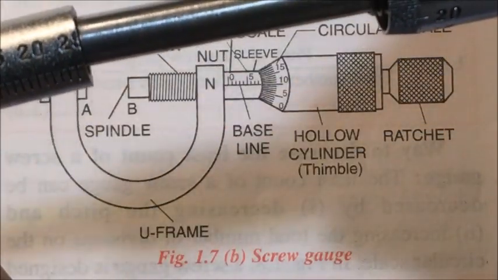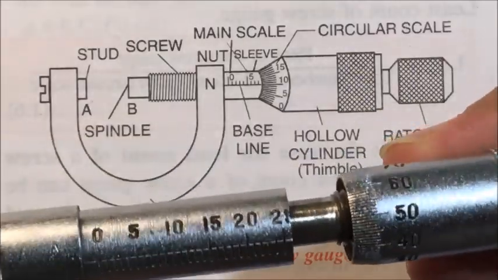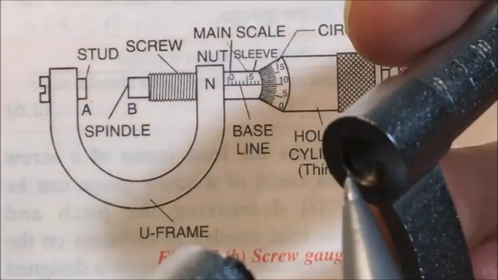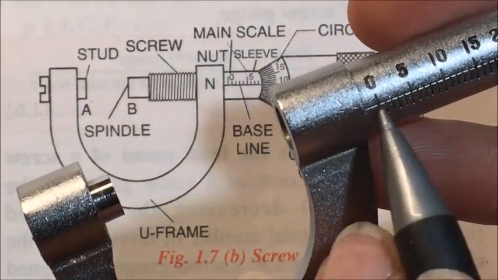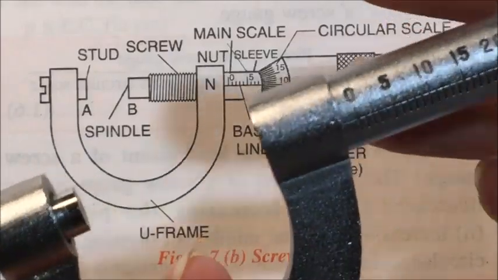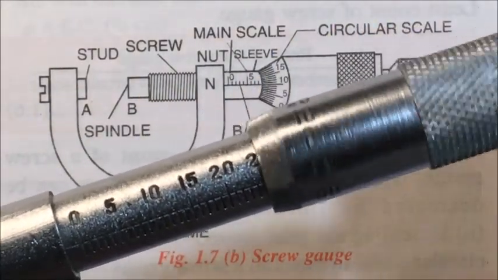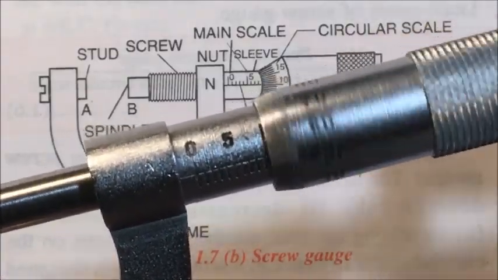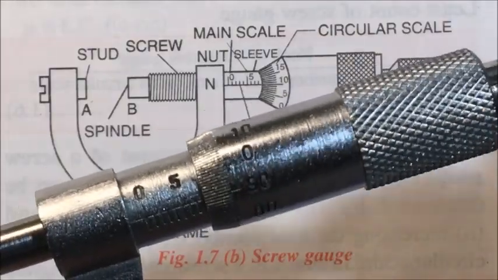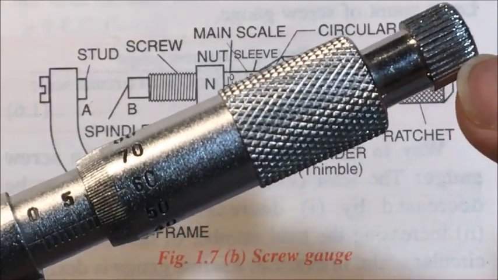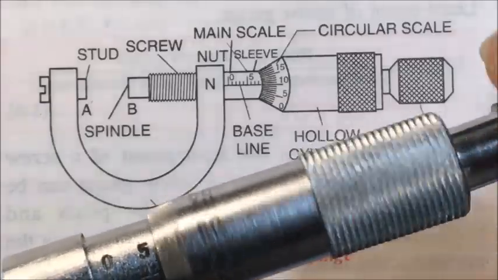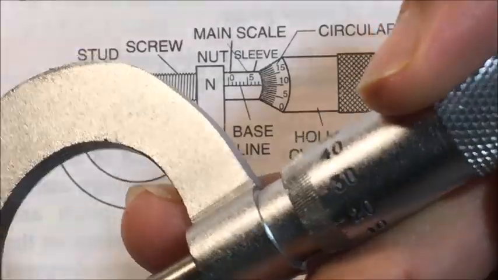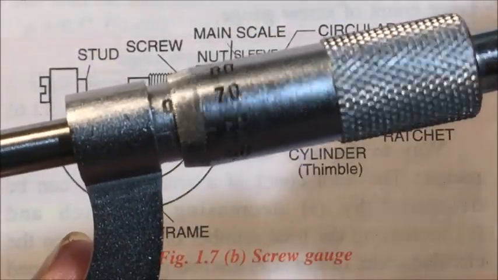Now you can see the axis of the screw is parallel to the baseline. This baseline runs parallel to the axis of the screw, and when we are rotating the screw inside, as I am rotating the screw, this is the circular scale, we rotate the screw using this arrangement. This is called the ratchet. This is one screw, so we can rotate the screw using the ratchet.